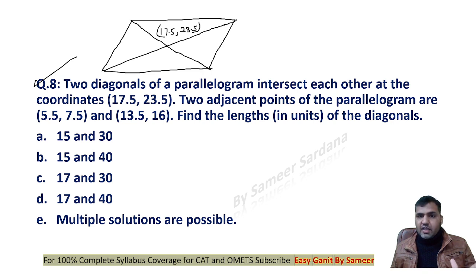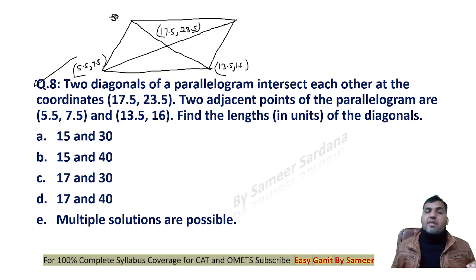Two adjacent points of the parallelogram are given to us. Okay, let's take this as 5.5 and 7.5. The other point is 13.5, and these are the adjacent points. So I need to take it as an adjacent point, right? Now find the length of the diagonals.